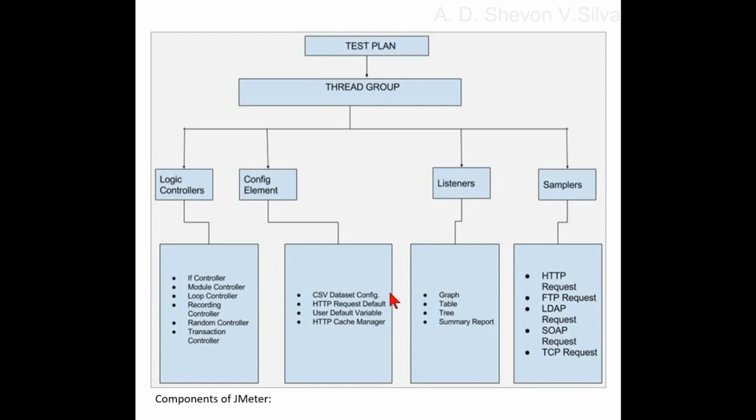CSV dataset config. CSV dataset config helps JMeter pick values of some parameters from a CSV file rather than passing different parameters in each separate request. For example, if we need to test login functionality with a different set of users and passwords, then we can create two columns in a CSV file and enter the values there so that JMeter can pick one for each request sent to the server.